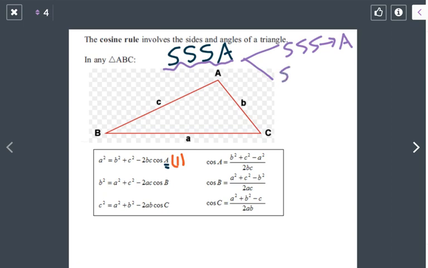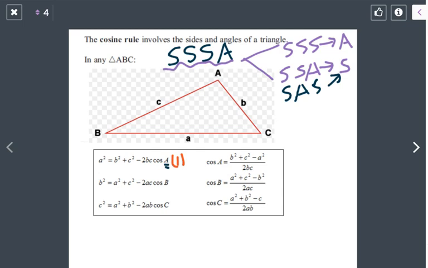Or if you are given two sides and one angle, and you're looking for the side. Most of the time, they give you the angle between these two sides. Most of the time, no matter what, you have to use cosine law because that's the easiest way to do it.